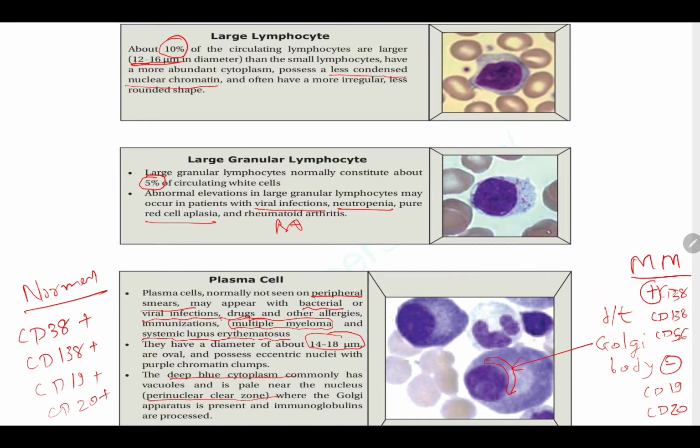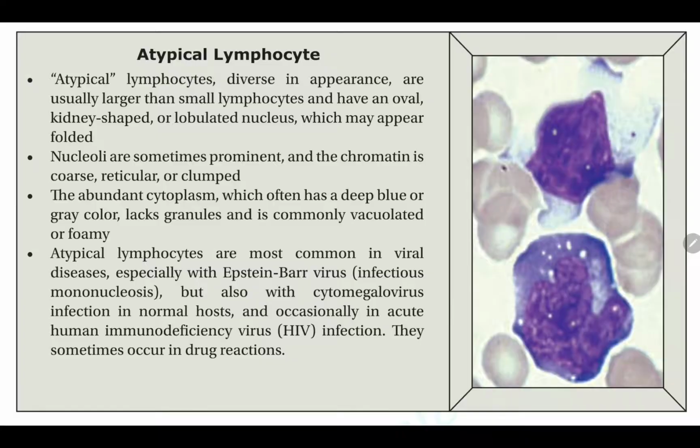Now according to the percentage of plasma cells in peripheral smear, we can diagnose the condition: it is present in less than 10% in Waldenstrom macroglobulinemia, more than 10% in smoldering multiple myeloma, and if more than 20%, it is seen in plasma cell leukemia.